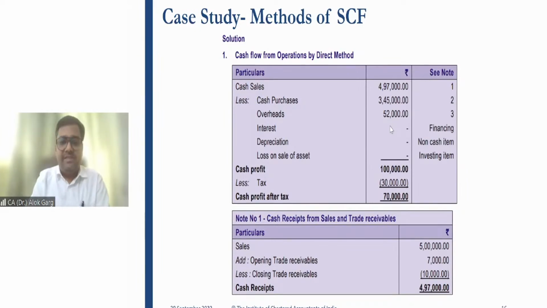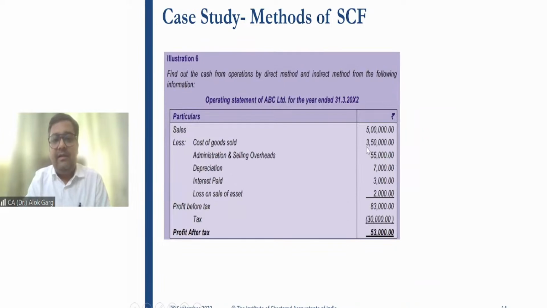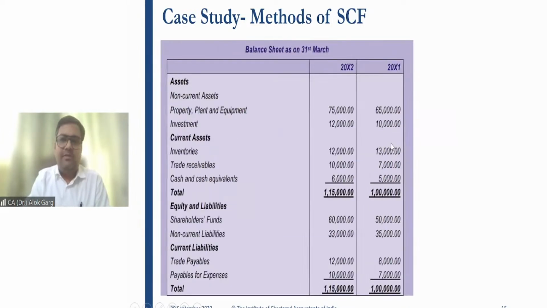So Pooja is asking about purchases again. Okay, so Pooja, the opening stock was 13,000 inventory. The closing stock was 12,000. Right? This is clear. And during the year, the goods sold is 3,50,000.